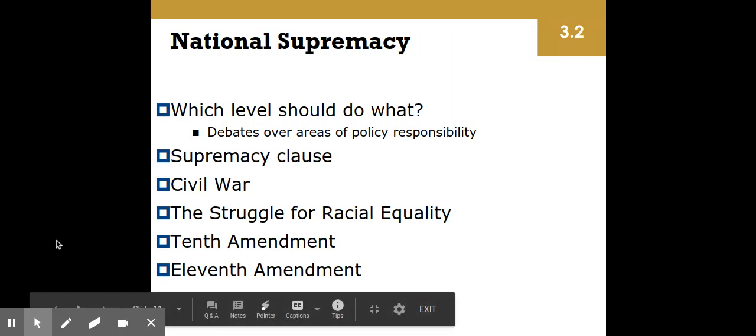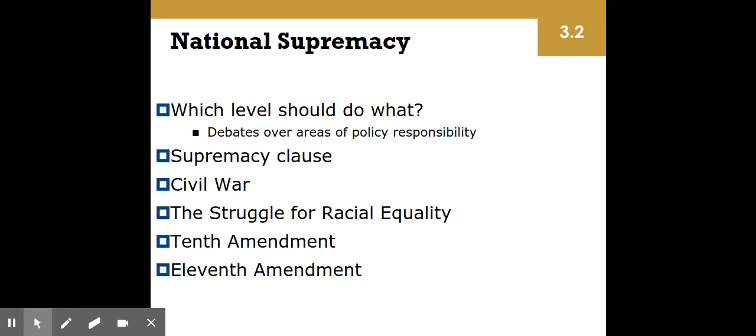And once again, the 10th Amendment allows for any powers not taken by the federal government to automatically go to the states. The 11th Amendment also restricts lawsuits between citizens of one state and the state government of another.